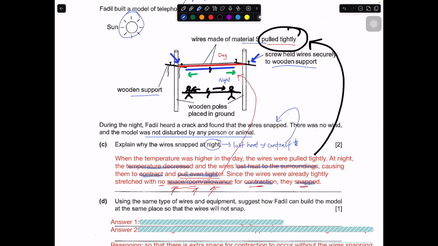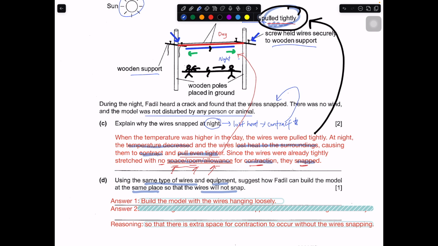So in order for the wire not to snap, of course you have to make sure that maybe this part you don't pull that tight during the day, right? You make it loose. Using the same type of wire and equipment, that means you cannot add something new. In this case, suggest how Fadil can build a model at the same place so that the wire will not snap at night. You make the wire looser so that even at night when they lose heat and contract, they have enough space, enough room for contraction. So you can put it this way: build the model with the wire hanging loosely. This will be the key idea, hanging loosely.